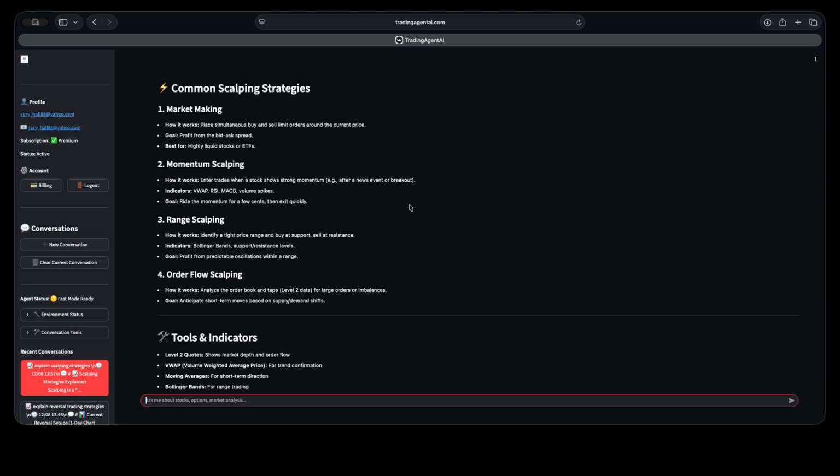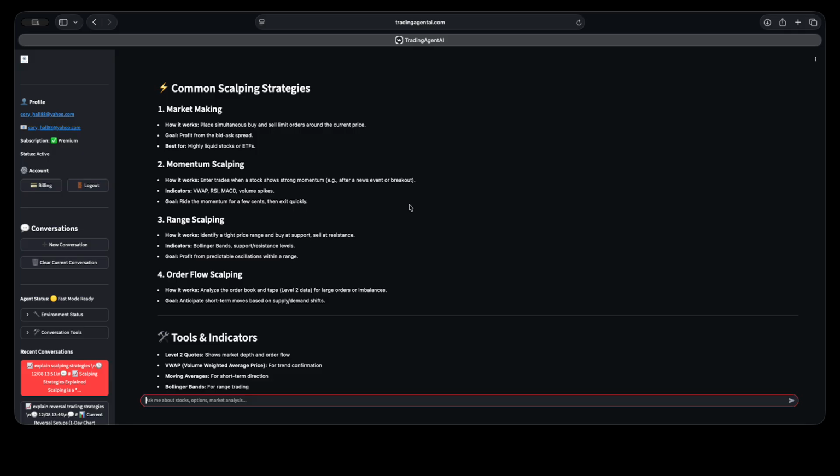And so here are some common scalping strategies. Market making strategies: how it works is you place simultaneous buy and sell limit orders around the current price. The goal is to profit from the bid-ask spread. Best for highly liquid stocks or ETFs.